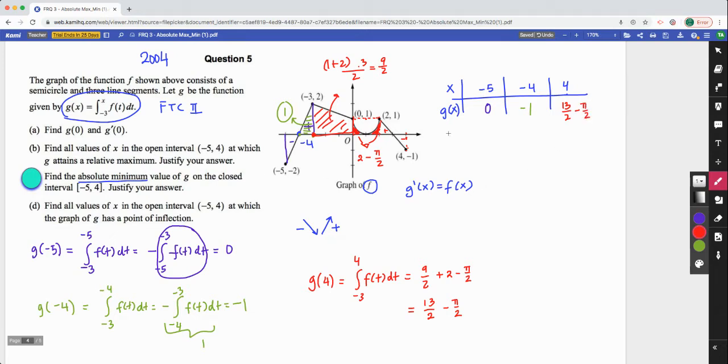So we're looking for an absolute minimum. You guys can see that this is the absolute minimum, which is -1. 6.5 minus pi/2 should be greater than -1. It's a positive number already. Okay. So again, you can just say that the absolute minimum value of g is -1 on the closed interval -5, 4 by the candidates test, and that will be your final answer. Okay. Make sure that you write this down.